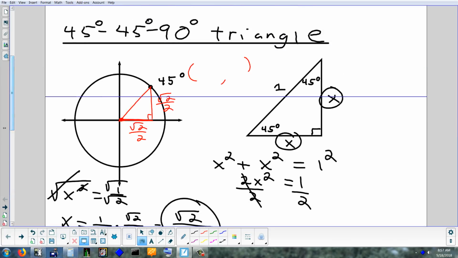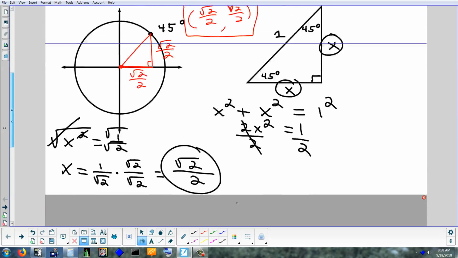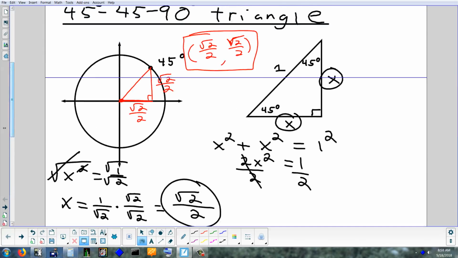Anyone think they can tell me the coordinate for 45 degrees? Joe? Square root of 2 over 2, square root of 2 over 2. Okay, perfect. So that's the coordinate for 45 degrees. And that's one that you've got to memorize. So that way, if you memorize it, we don't have to go through and figure it all out again. Could you if you had to? Sure. You could go through the Pythagorean Theorem and figure it out again.